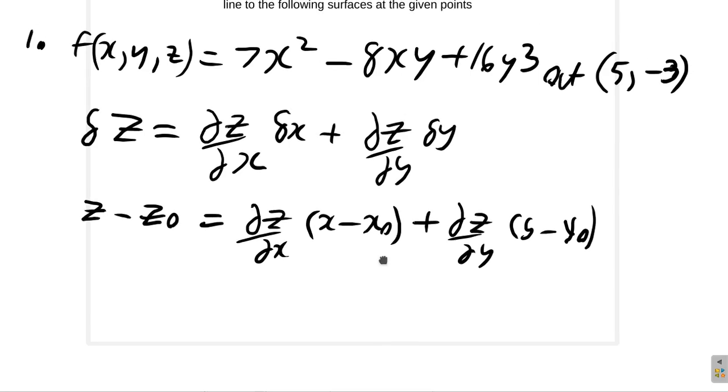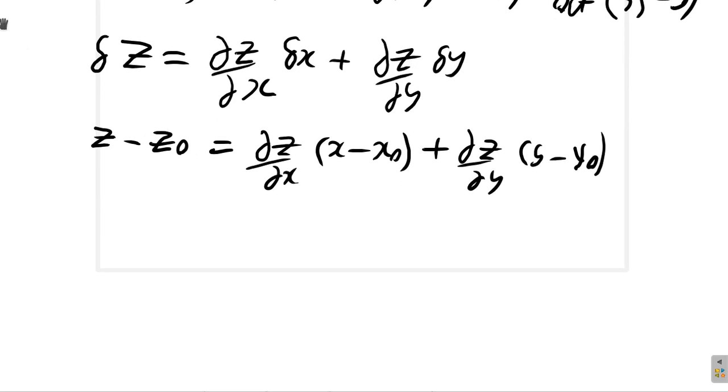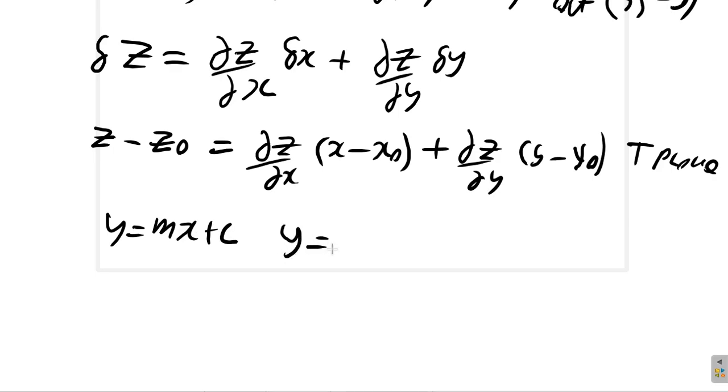Now, this is the tangent plane. As for the normal line, you remember that the general equation of a straight line is y equals mx plus c, right? The normal line will use a parameter. It's going to be, no, it's mt plus c. The parameter is t, alright?